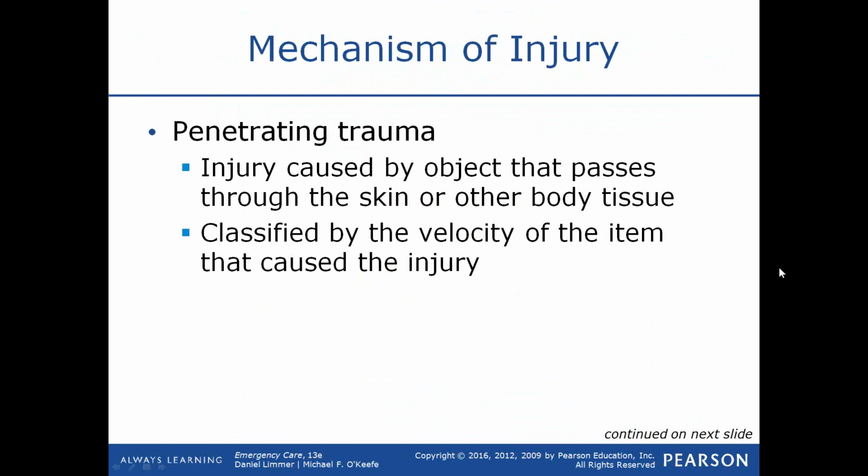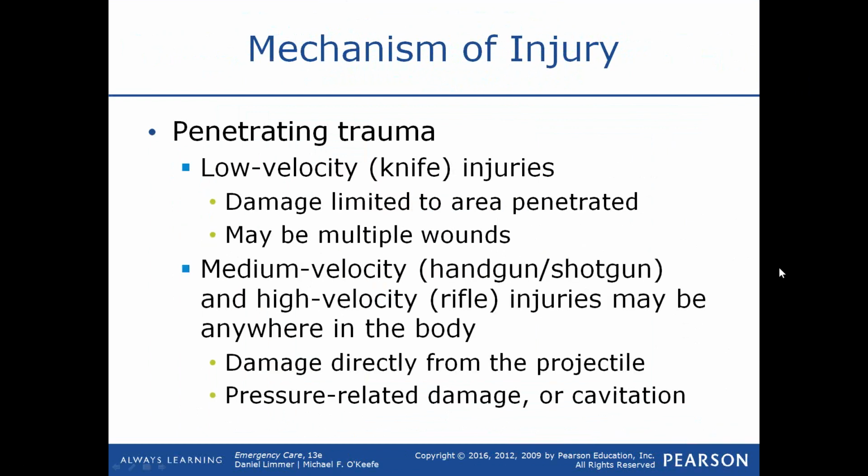With low energy penetrating trauma, that might be the result of an ice pick or a knife wound, where middle velocity trauma would be a handgun, and then high velocity would be a rifle. Low velocity is a knife. The damage is limited to the area that's penetrated. They may have multiple stab wounds.